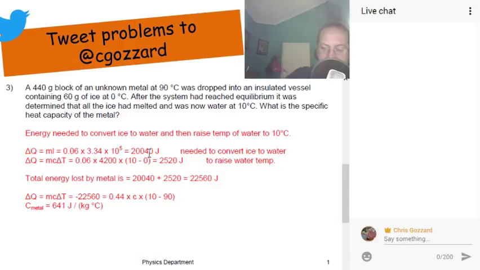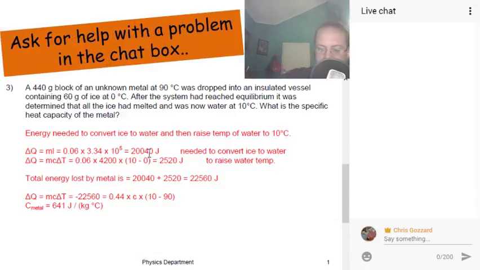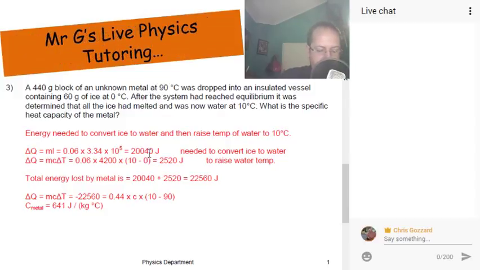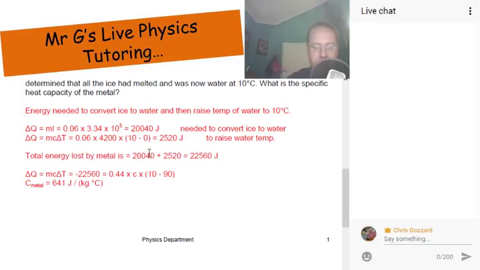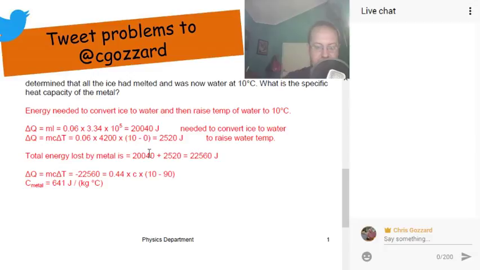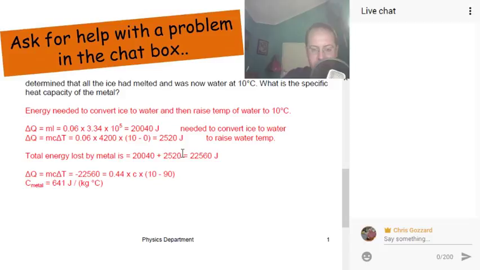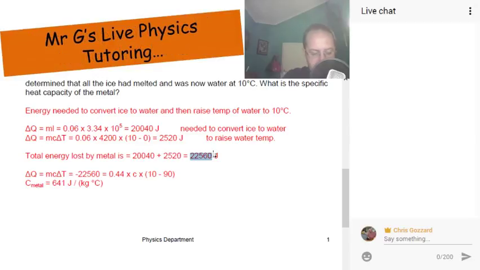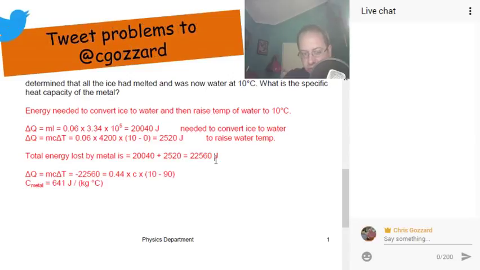So two things have happened. Number one, we use energy to convert the ice into water. Then the new water that we made from the ice, we need energy to increase its temperature as well. So the total energy lost by the metal is the addition of these two things. So it's 20,040 plus 2,520. So the total energy that has come from our metal is 22,560 joules.